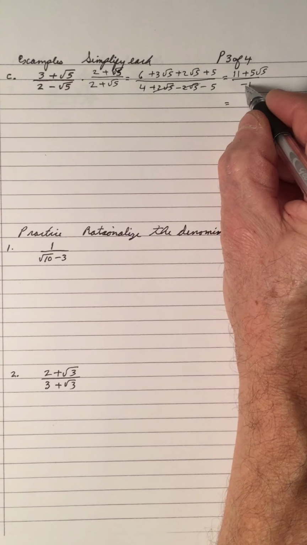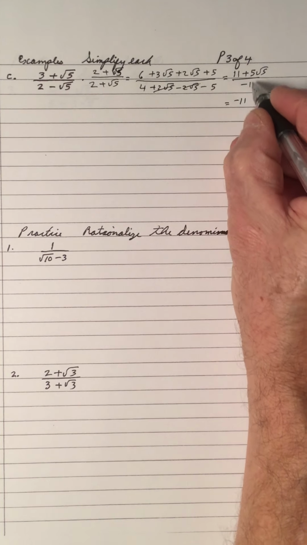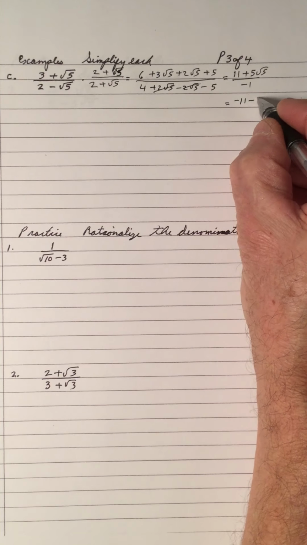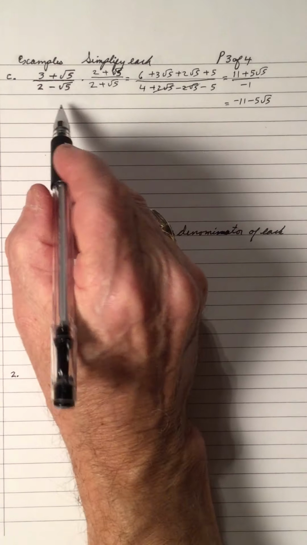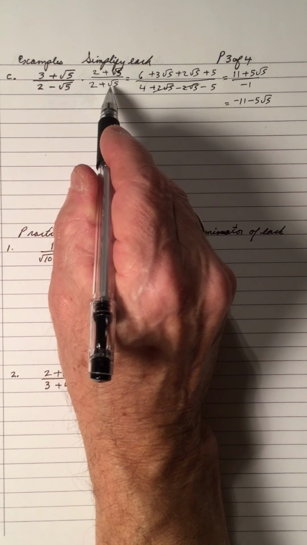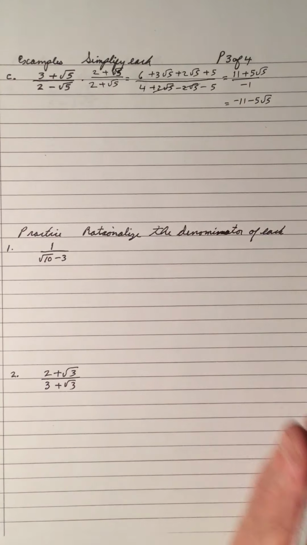And you should not have a negative in your denominator, so negative 1 into 11 is a negative 11. 5 divided by negative 1 is negative 5 root 5. And again, you can square the 2 to get 4, and you can square the root 5 to get a 5 and subtract without doing the FOIL, but that's your choice.